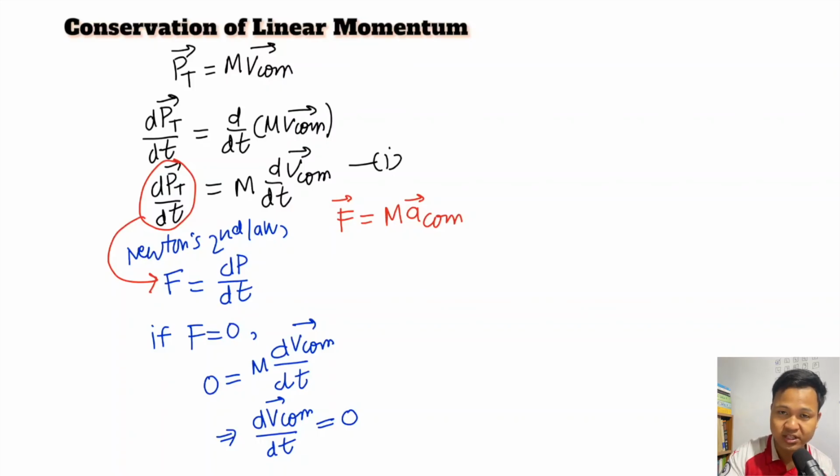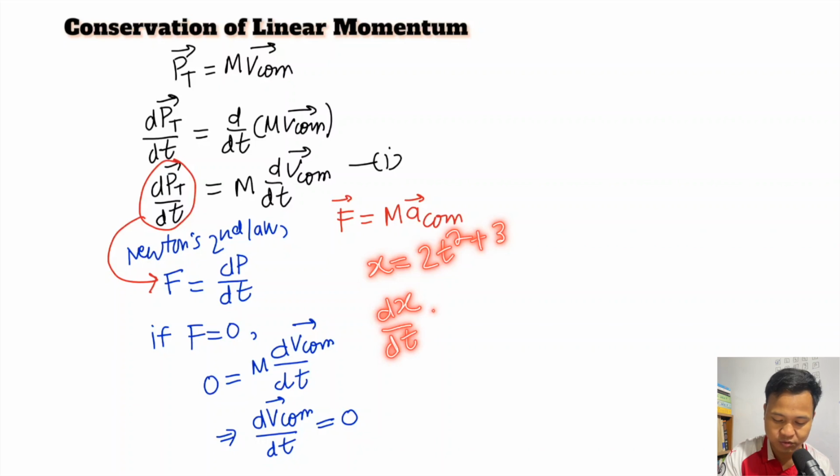See, differentiation of any constant is 0. Suppose you have a function x equals to 2t square plus 3. If I want to differentiate this with respect to time, dx by dt is 4t plus 0. 3 is a constant, so if you differentiate any constant, you will get 0. Similarly, if v is constant, its differentiation will be 0.